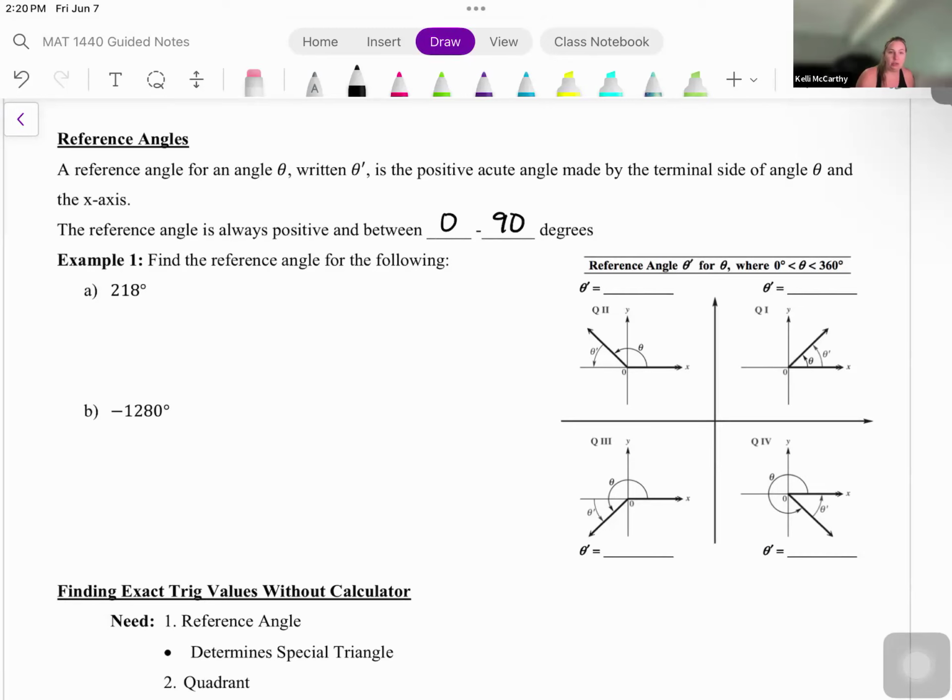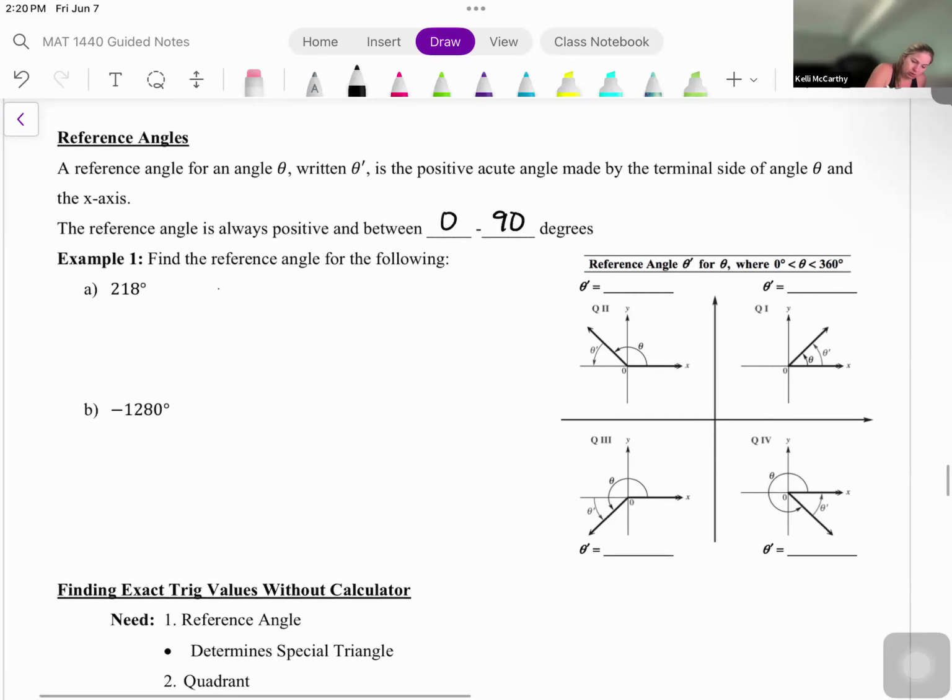So if we have an angle of 218 degrees, now 218 is a positive angle measure, so we're going to measure counterclockwise. So 90, 180. The next, that negative y-axis would be 270, so we're somewhere in here. There's 218 degrees. Our reference angle is the positive angle measure between the terminal side and the x-axis. It doesn't matter if it's the positive or the negative x-axis, just the x-axis. So here is our reference angle theta prime.